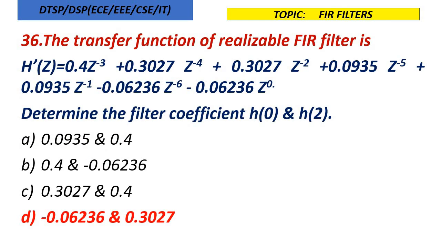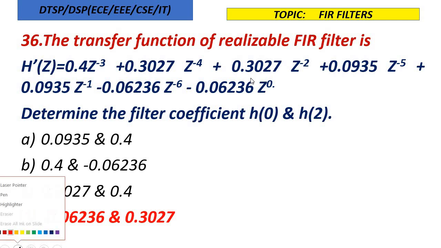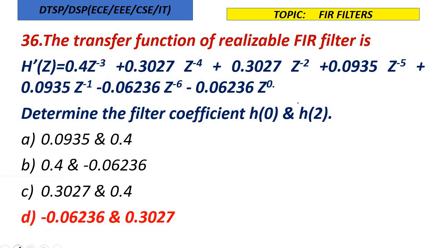So when we compare h of 0, take the coefficient of z power 0. It is minus 0.06236. And if you want to find the filter coefficient h of 2, we should take z power minus 2. See the coefficient here. For z power minus 2, the coefficient is 0.3027, and for z power 0, the coefficient is minus 0.06236. So h of 0 is this one and h of 2 is 0.3027.